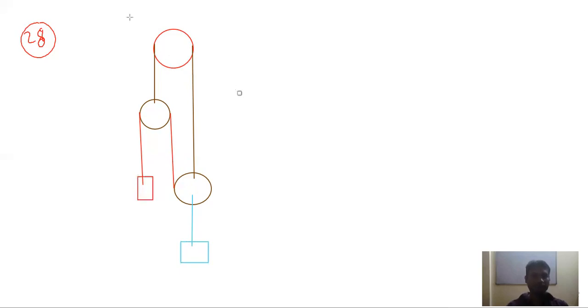Let us mark the ceiling. So this is the ceiling here. Supposedly this is called pulley number 1. This is called pulley number 2. And this is just pulley P. Here we have mass M1, and here we have mass M2. So in this case, again, we have to find the tension and acceleration. We have to find the tension in the rope and the acceleration of each mass.